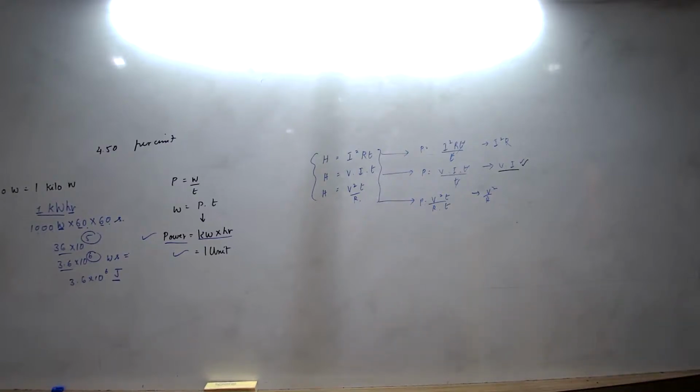Okay, now there's a small example here that is easy. 11.12 is pretty easy. A bulb is connected to a 220 volt generator. Current is there. What is the power? P is equal to V into I. That is easy. Okay, let's see 11.13.